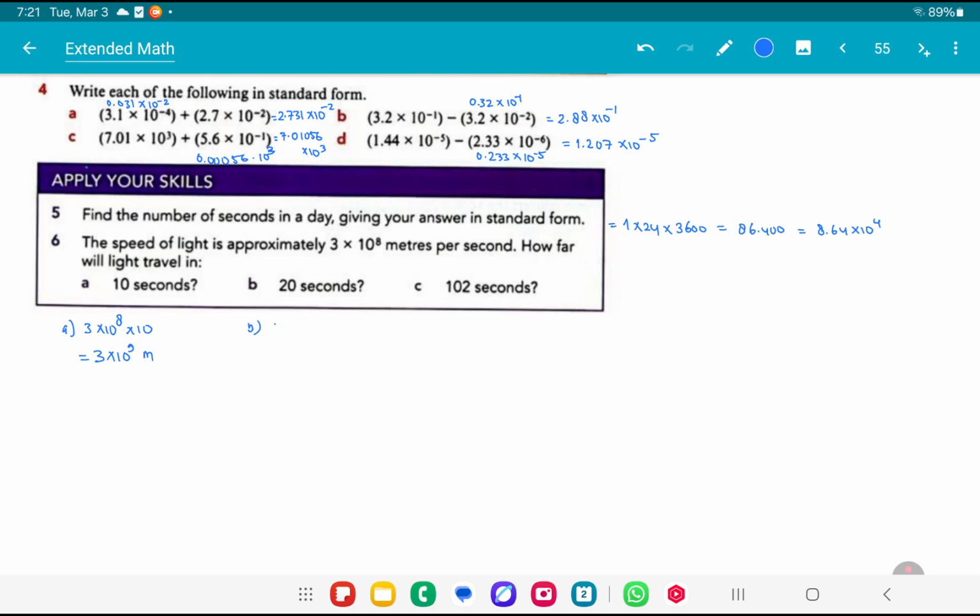For question B, we multiply the speed by the time and we got 60 and then 10 raised to the power of 8. We simplify to 6 and then 10 raised to the power of 9. For question C, again, speed multiplied by time. So 3 multiplied by 102, we got 306. So we change it into 3.06 multiplied by 10 raised to the power of 10 meter.